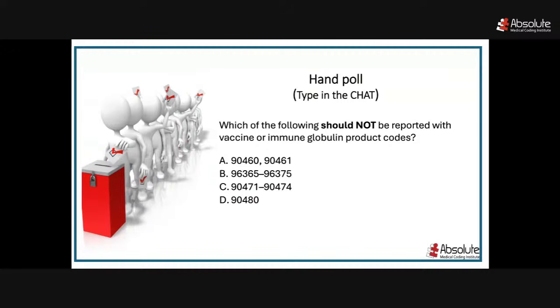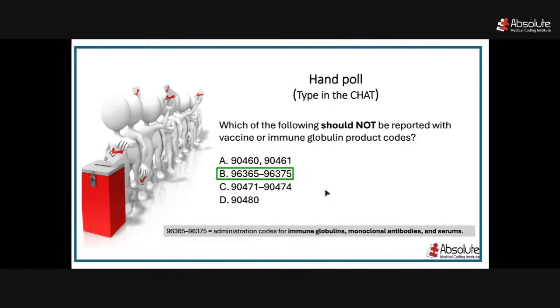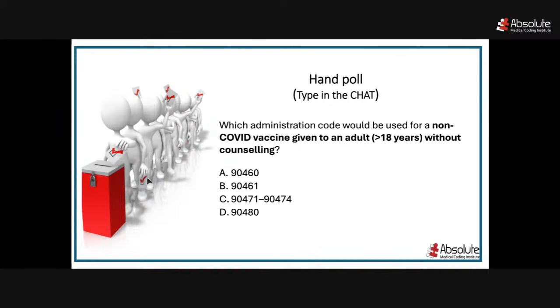I think there should be a modification to this question. It should be: which of the following should not be reported for vaccine products other than immunoglobulin? Because option B is 96365 through 96375, and those codes should be used for administration of immunoglobulin, monoclonal antibodies, and serums. These are the administration codes used when we have product codes for immunoglobulin, monoclonal antibodies, and serum.